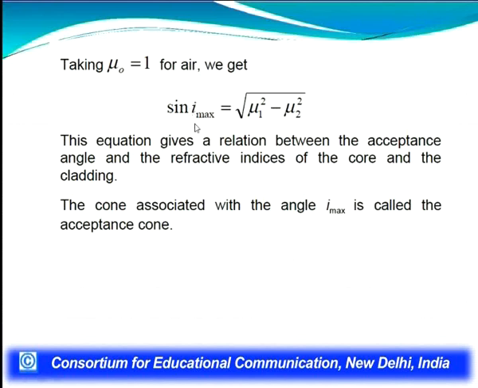Here we see this is the incidence angle, written as I maximum, so we can call it the acceptance angle. Then sine I maximum is equal to root of mu 1 square minus mu 2 square, which is the relation between the acceptance angle and the refractive indices of the core and cladding. The cone associated with the angle I maximum is called the acceptance cone.